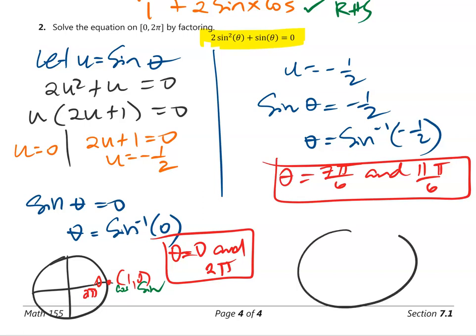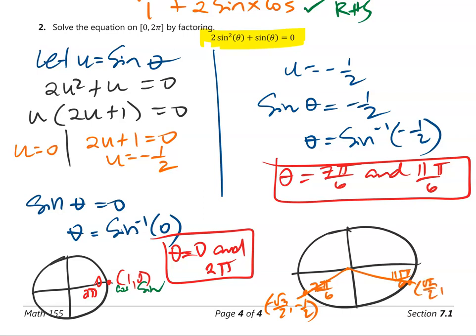So just to show you again with the unit circle, here is 7 pi over 6, where the coordinates are negative square root of 3 over 2 and negative 1/2. So this is 7 pi over 6. And the other one here is 11 pi over 6, with coordinates square root of 3 over 2 and negative 1/2. So look at the sine coordinates here, negative 1/2. That's why the two answers are 7 pi over 6 and 11 pi over 6. So all in all, the answers are 0, 2 pi, 7 pi over 6, and 11 pi over 6.